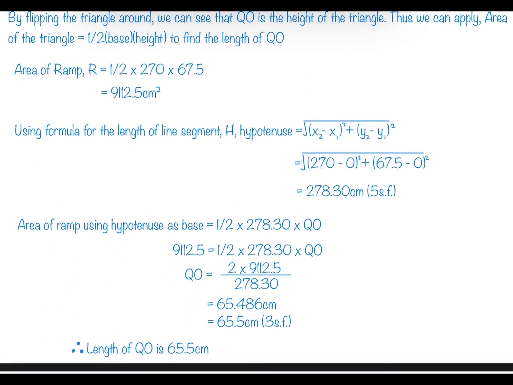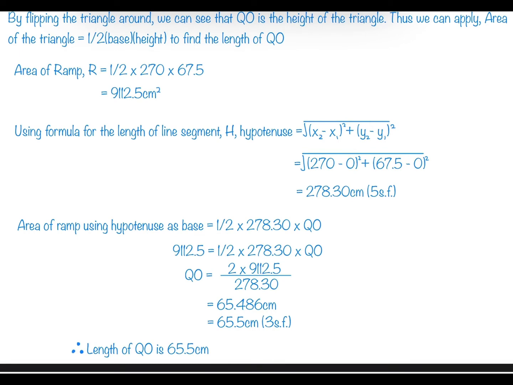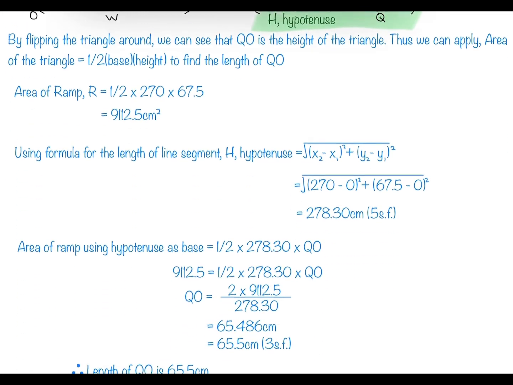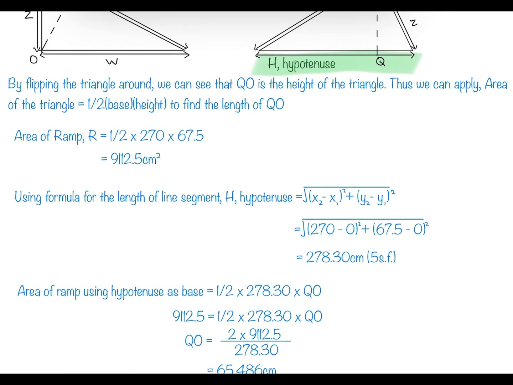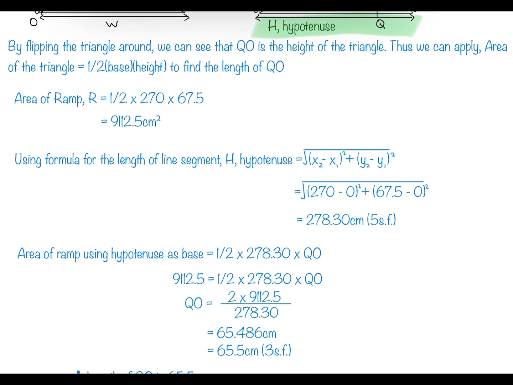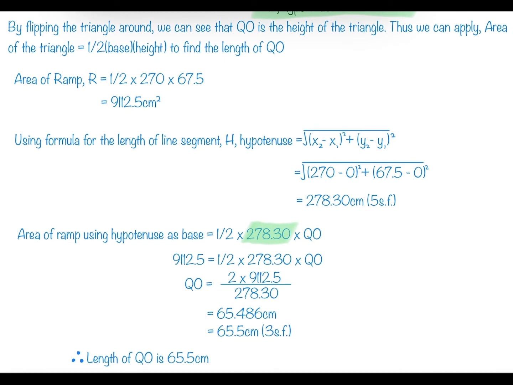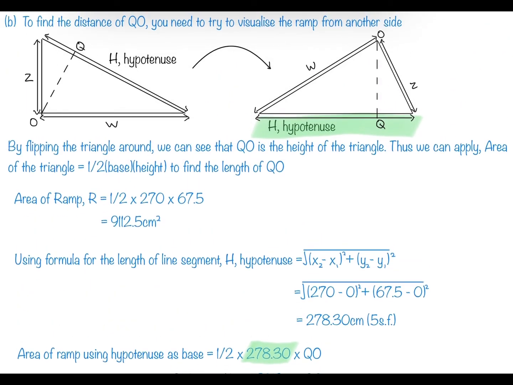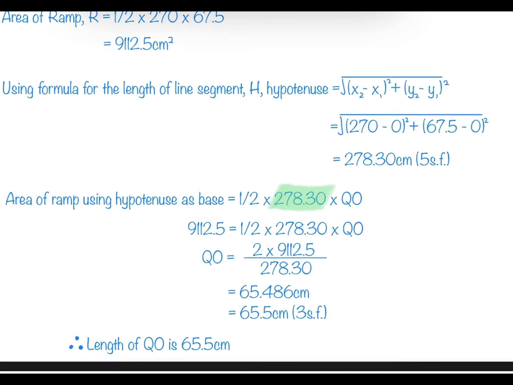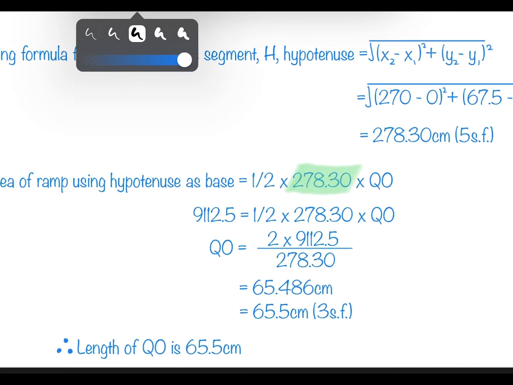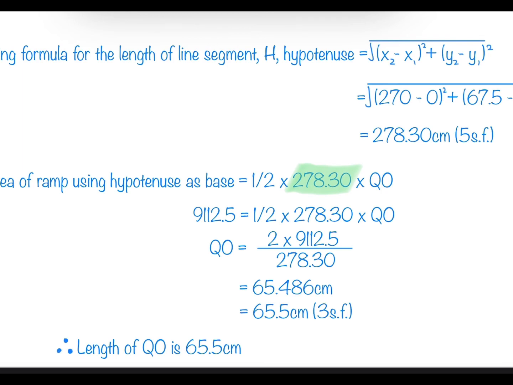After this, we'll be finding the area of the ramp using the hypotenuse, also known as your Q, as the base. Since we have found the length of Q over here, we'll be able to apply the normal triangle formula, half times base times height, so that we are able to find the height, which is over here, QO. So after doing your calculations, you should be able to find your final answer as 65.5 cm over here in 3 SF. Therefore, the length of QO is 65.5 cm.